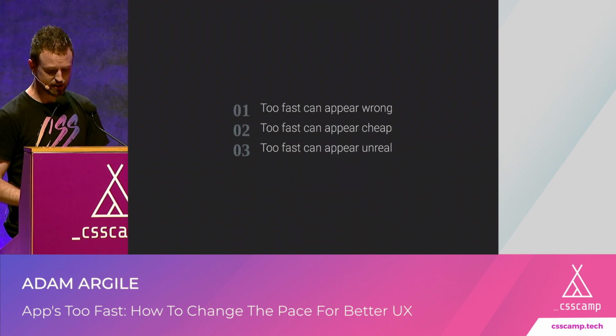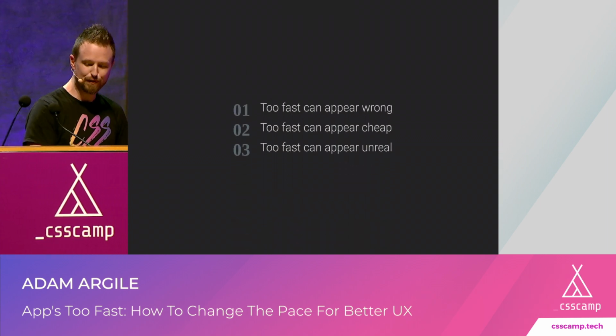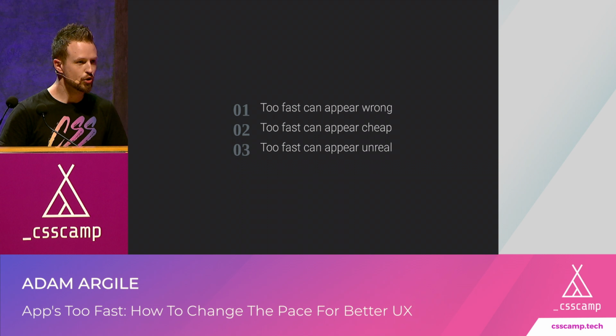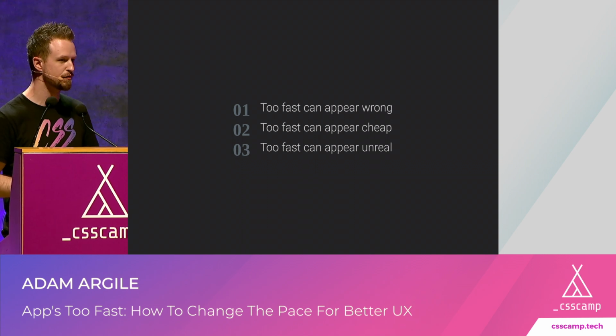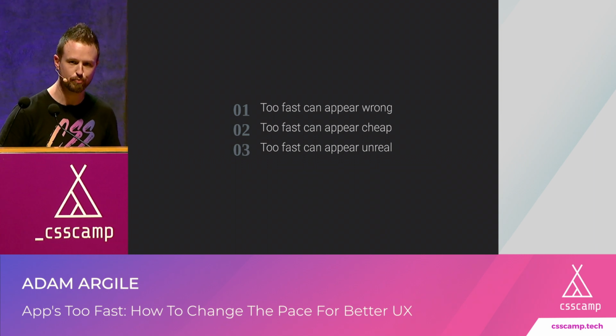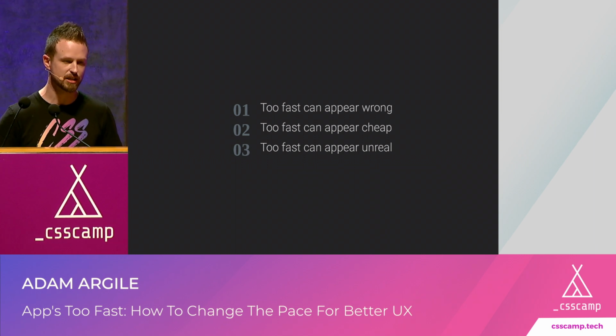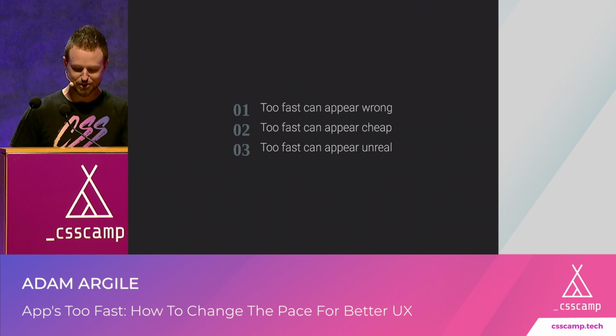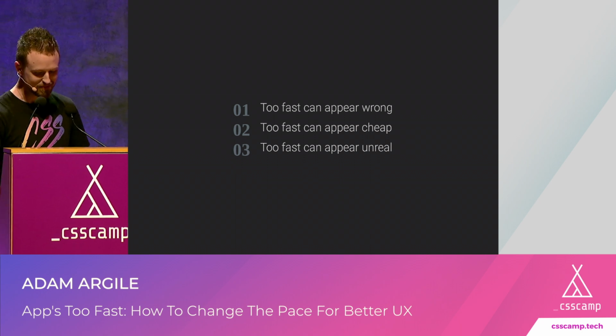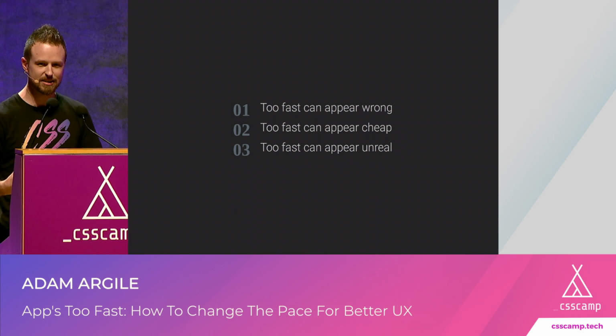So what I mean here is that if your app is too fast, it can appear wrong or broken. If your app is too fast, it can appear cheap. Like there was no value in what just happened. I just created a whole presentation in one click. It took half a second. I'm not going to pay them. It was obviously easy. And too fast can appear unreal. This is because our reality doesn't adapt that way. There is no instant evolution.